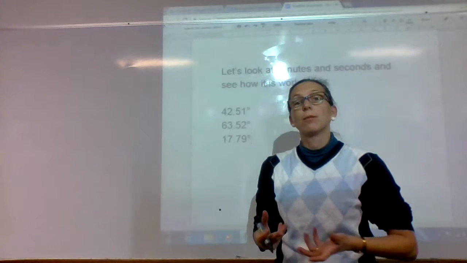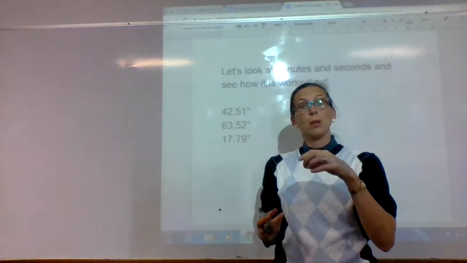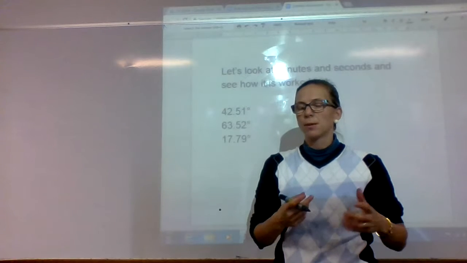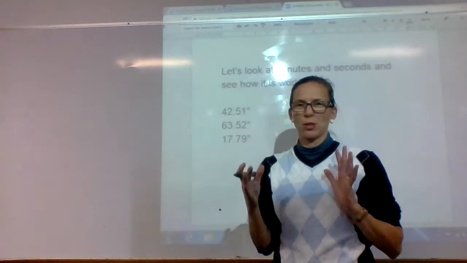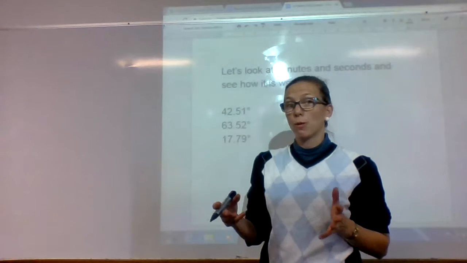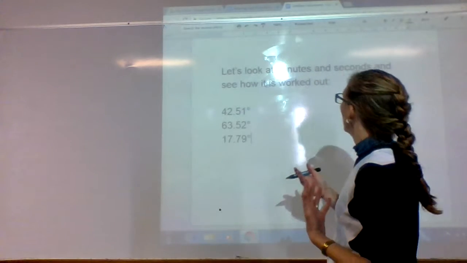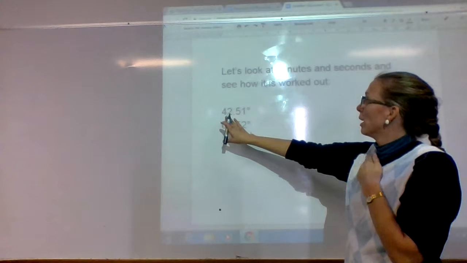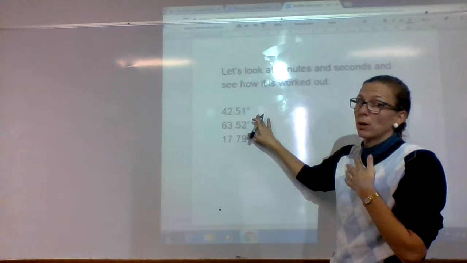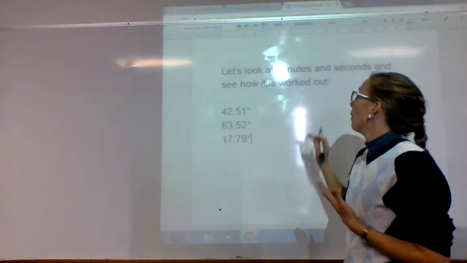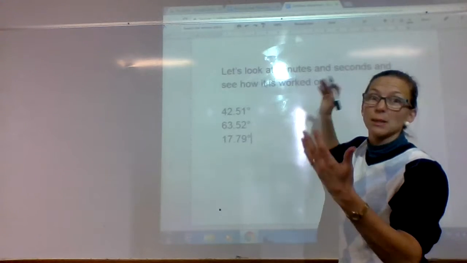All right, this time we're going to have a look at not just converting to minutes, but also converting to seconds. All of the previous examples actually stopped at minutes. There was nothing left to convert, so you didn't need to worry. But these ones are a bit more complicated. So we're going to have a look at converting 42.51 degrees into degrees, minutes, and seconds.